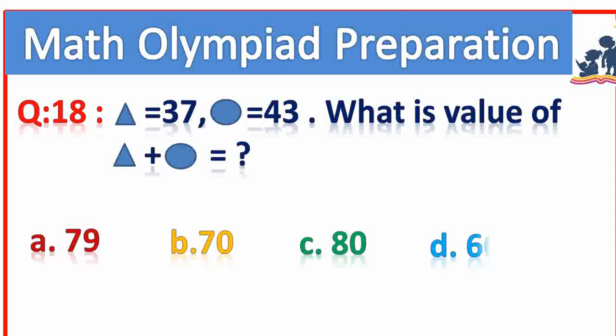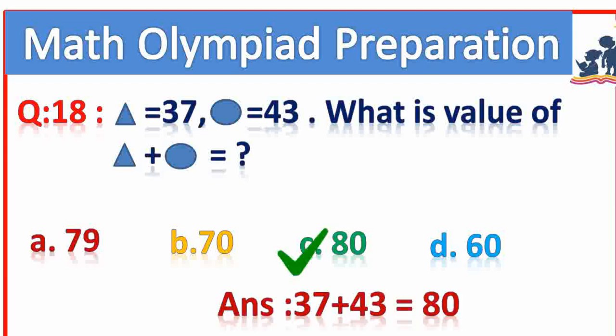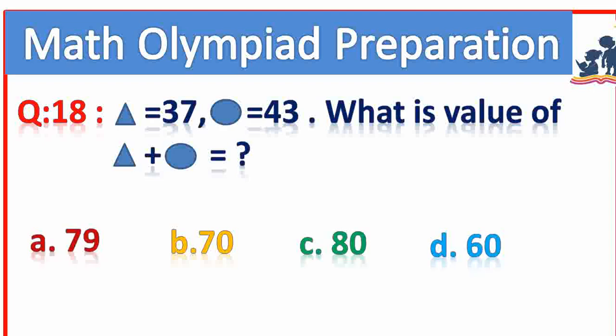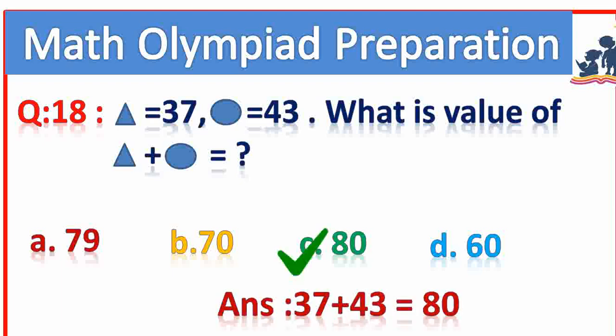Question number 18. One symbol is equal to 37 and the next symbol is equal to 43. What is the value of both the addition of the symbols? Answer is 80. Very good. 37 plus 43 is equal to 80.